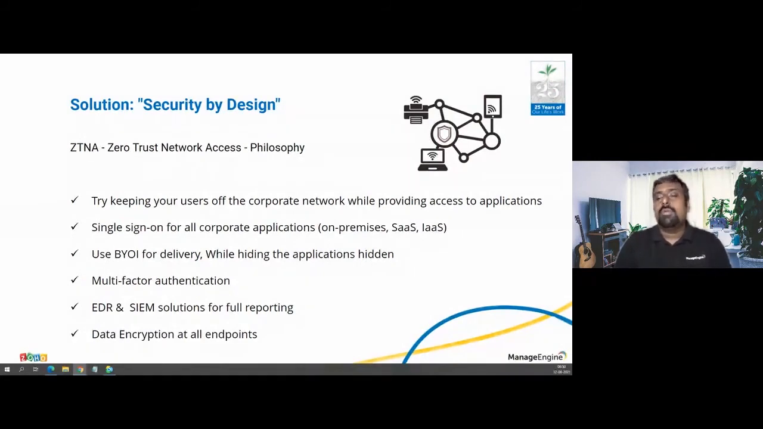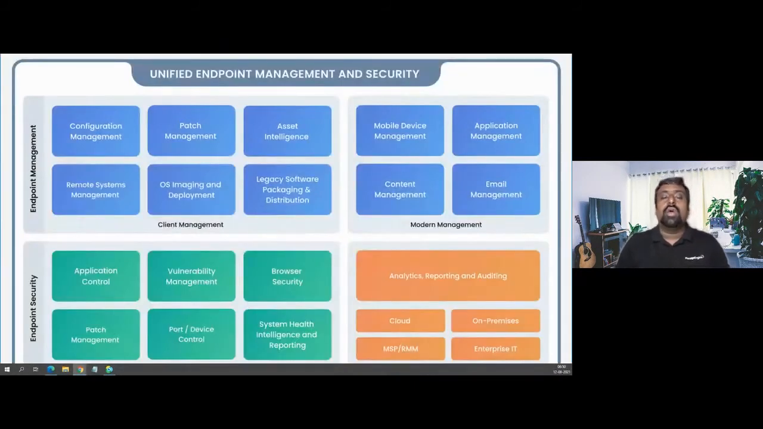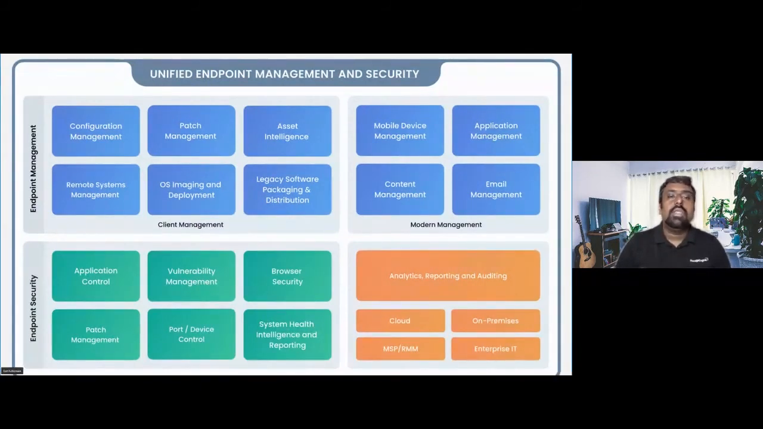So let me give you a brief idea about our products. All these security requirements that we have spoken about are available in our unified endpoint management and security line of products. I'm just trying to present it from a different perspective, where you have security and management together in one suite. You'll be able to do traditional management and modern management together. And endpoint security, you'll be able to do vulnerability assessment, browser security, application control, patching, device control, and comprehensive reporting on all those. Encryption is also part of it.